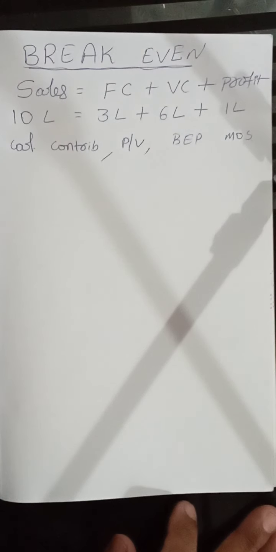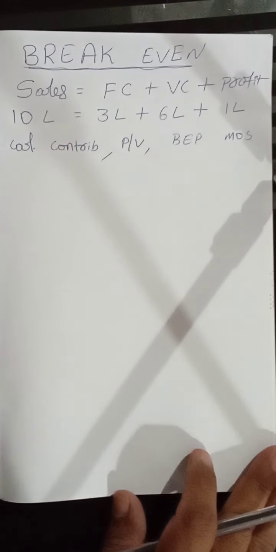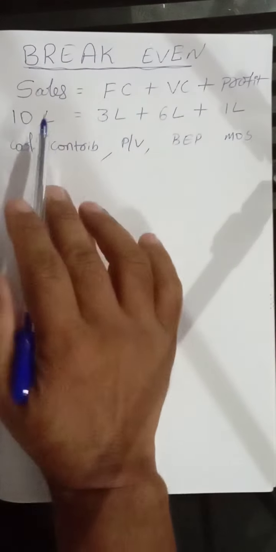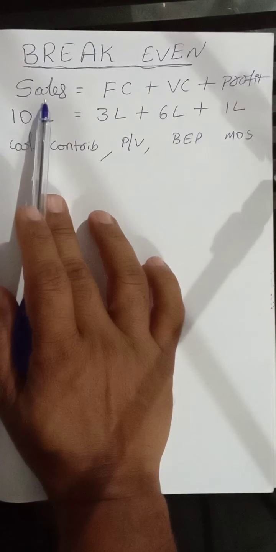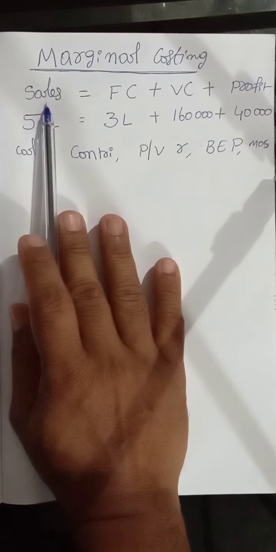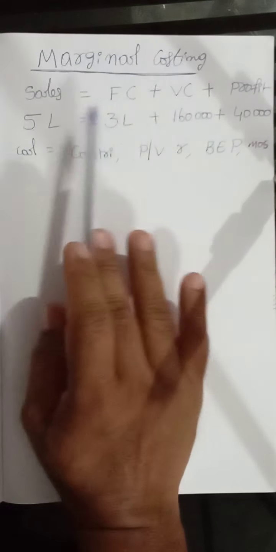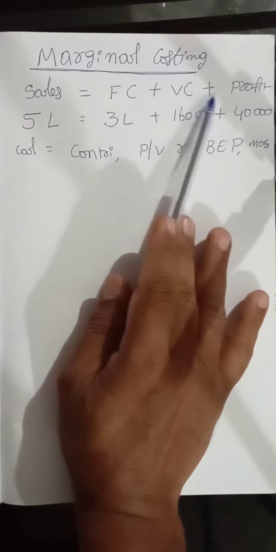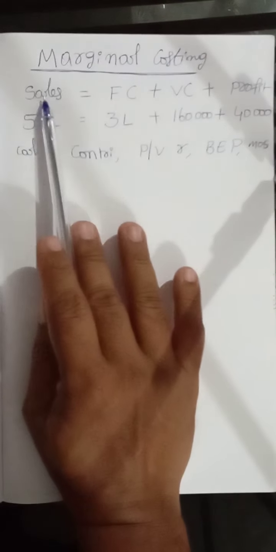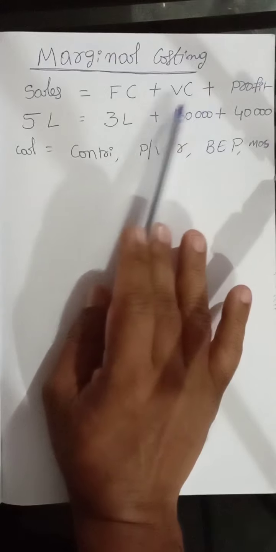All formulas I am going to explain. The break even chapter is one of the important chapters, and it is based on formulas. In this chapter they will give sales, fixed cost, variable cost, and profit in the question. Sales equals fixed cost plus variable cost plus profit. If sales is 100, the remaining three together make up 100. If you write it this way, you can understand it very easily.